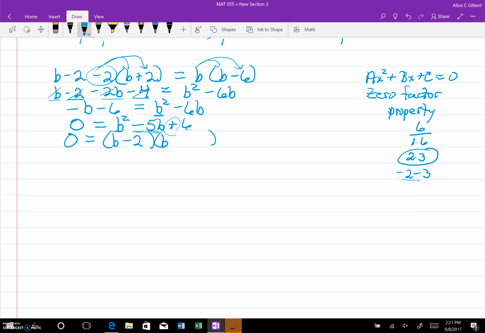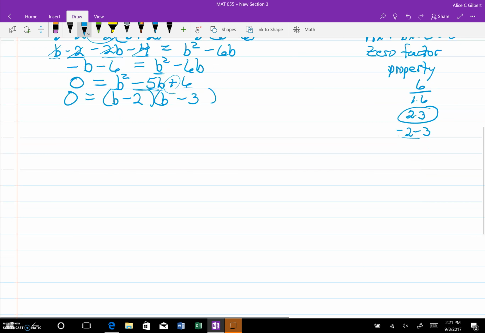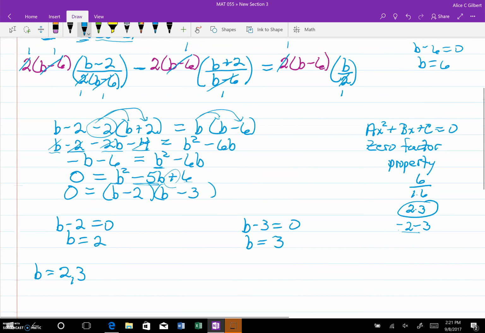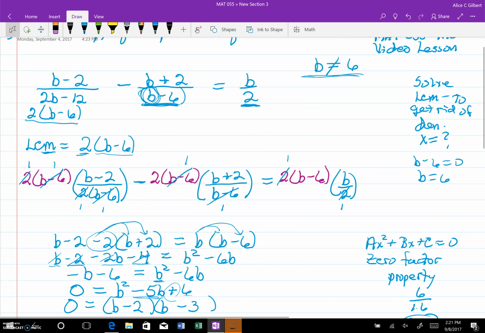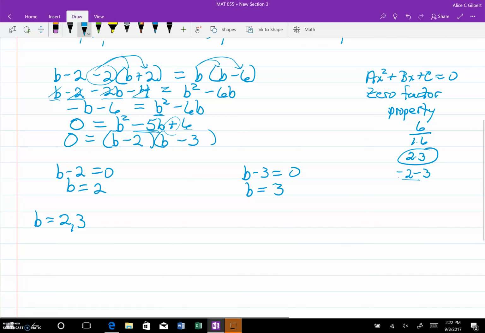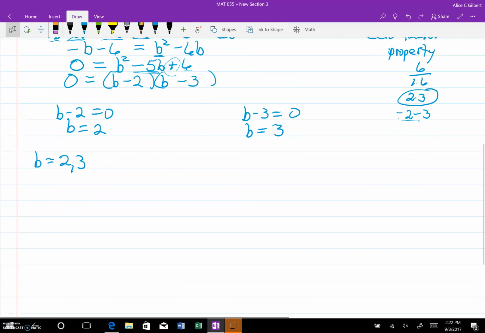So I plunk these in. And then I set each of these equal to 0 and solve. And so b equals 2. b equals 3, so my answer is b equals 2 or 3. Remember to write it like this, not like the book does. But I do need to come back up here and check. I can't have 6. That's not a problem, so this is my final answer.